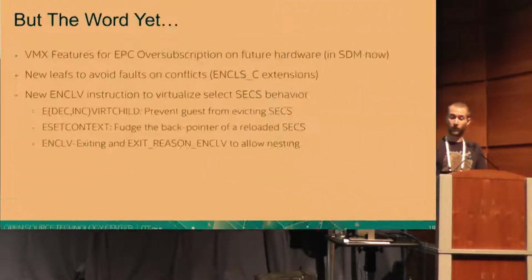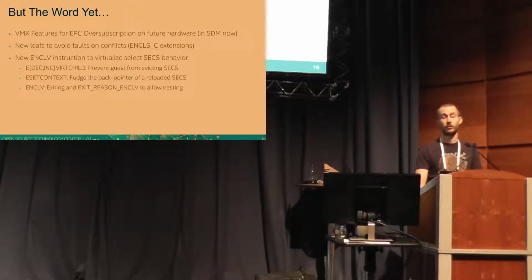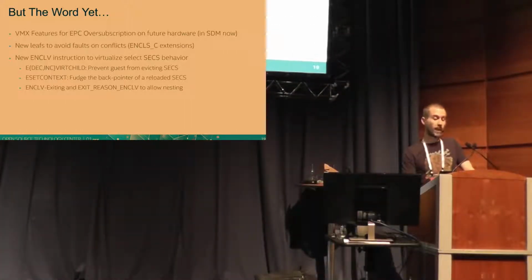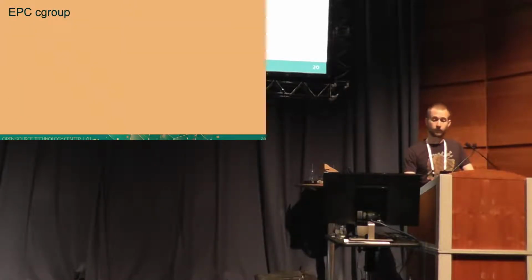Down the road, there is hardware support for oversubscription. It's in the SDM now. It adds new leafs to help you either avoid conflicts or to handle them cleanly. It gives the VMM some new instructions to manage the virtualization of paging out EPC, and then some new VM exit reasons to handle those conflicts and whatnot.